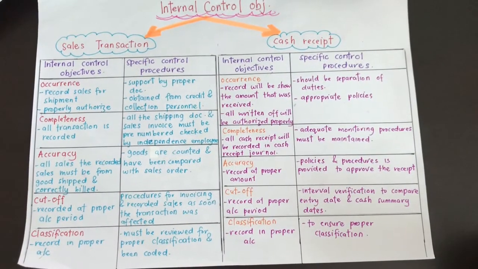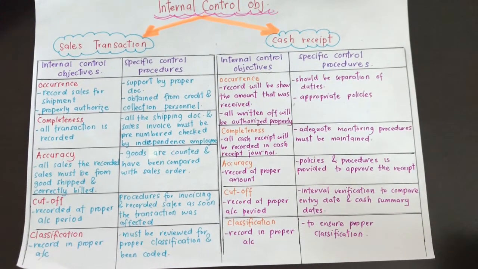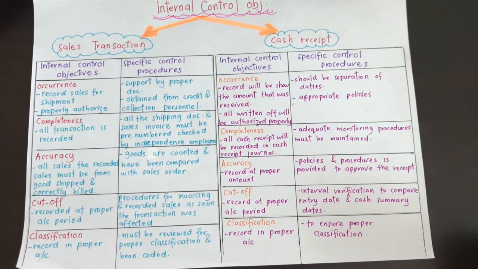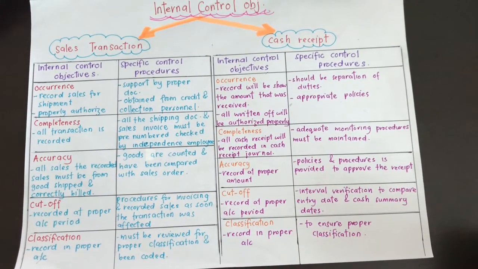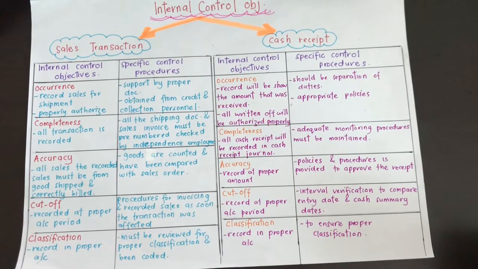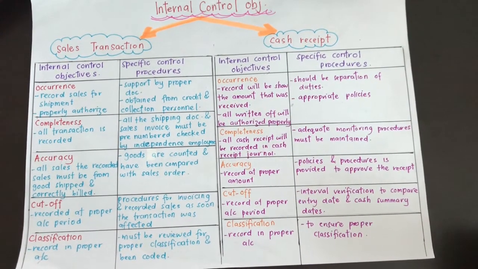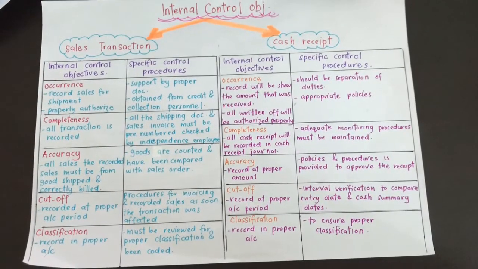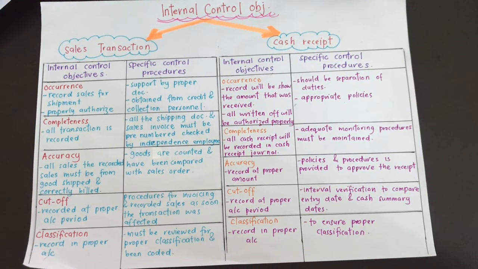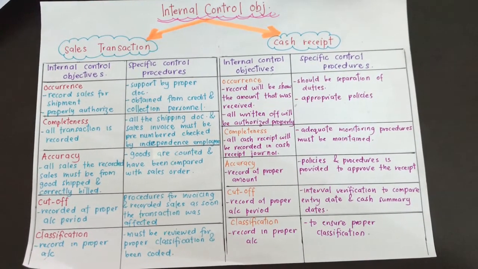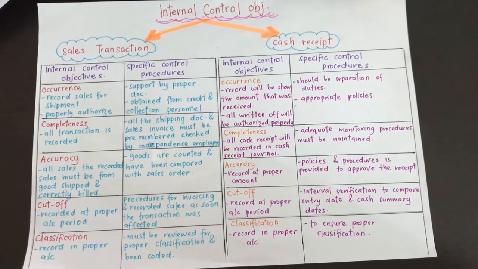In sales transactions, the occurrence internal control objective is to record sales only for shipments that are properly authorized. Meanwhile, the specific control procedures are that sales are supported by proper documents and obtained from the credit and collection personnel, and that monthly customer statements are prepared and mailed. Completeness, as an internal control objective, means all transactions are recorded. Meanwhile, the specific control procedures are that all shipping documents and sales invoices must be pre-numbered and checked by an independent employee.